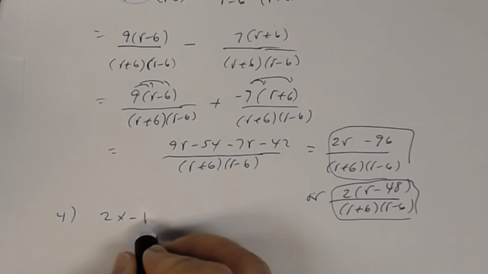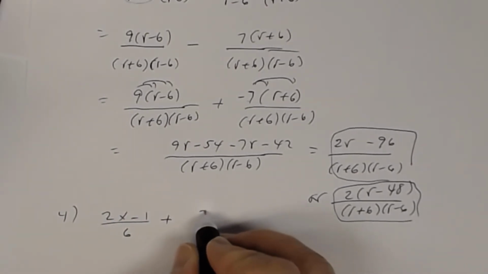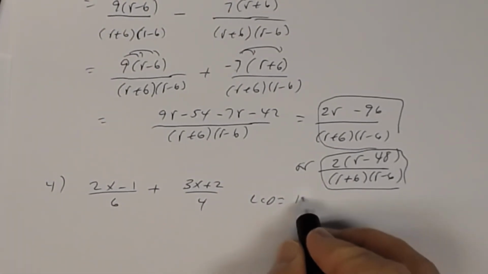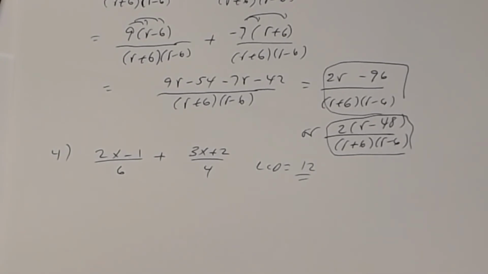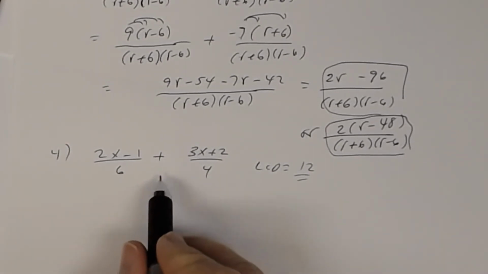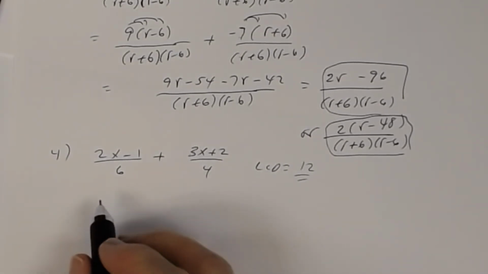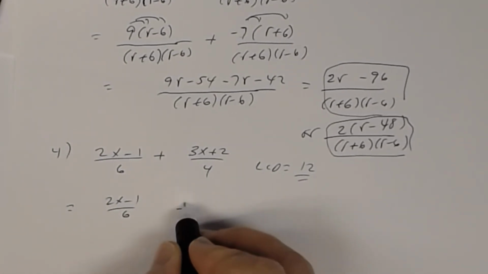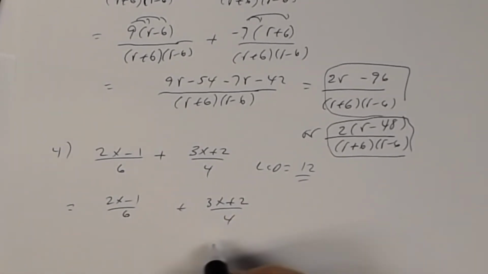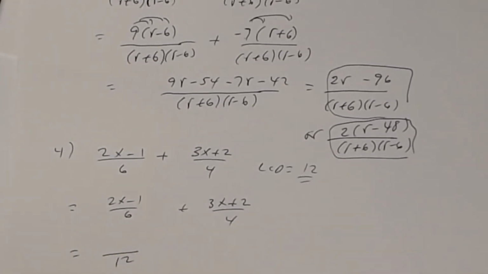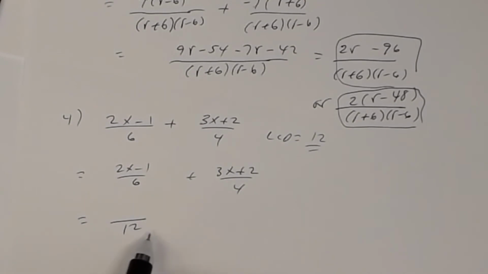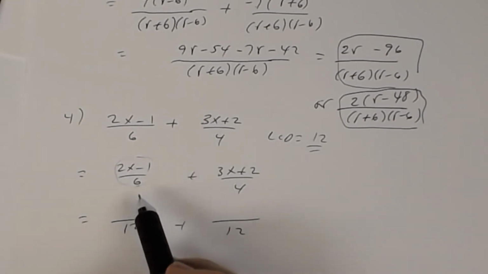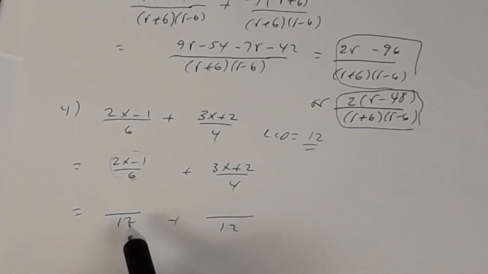Number 4, you have 2x minus 1 divided by 6 plus 3x plus 2 divided by 4. And so the LCD here is going to be 12. That's your least common denominator, 12. And now you're going to write two equivalent fractions with 12 as the denominator. So I'm going to leave some room here: 2x minus 1 divided by 6, plus 3x plus 2 divided by 4. I want to rewrite these two rational expressions with the denominator 12.